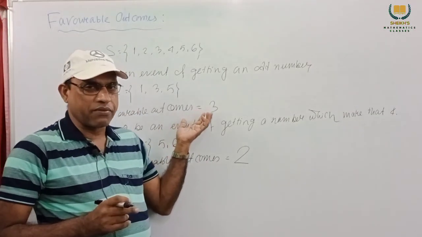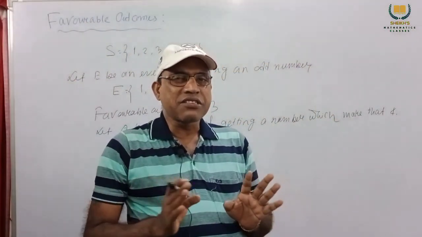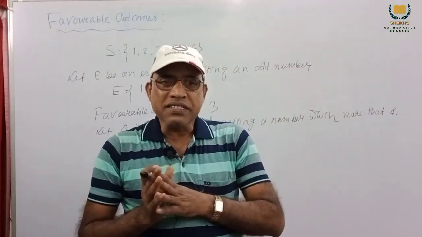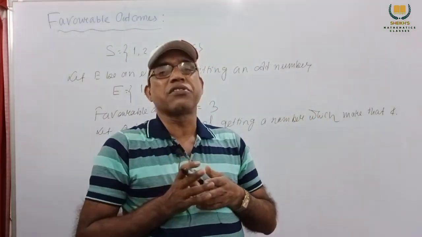Here we have 3 favorable. So, favorable outcomes clear? Just some results are given in an experiment. We want some particular results. How many results are in our favor? This is called favorable outcomes.